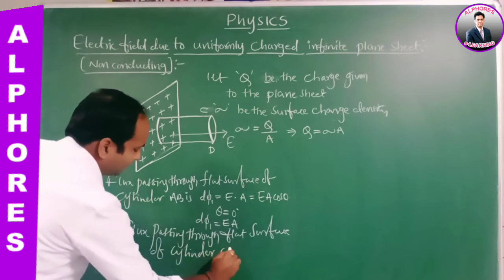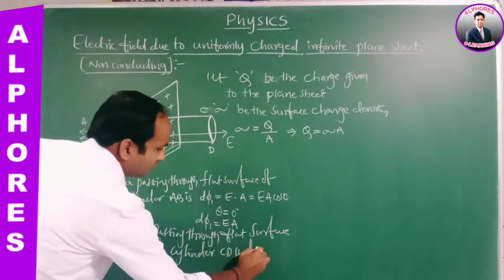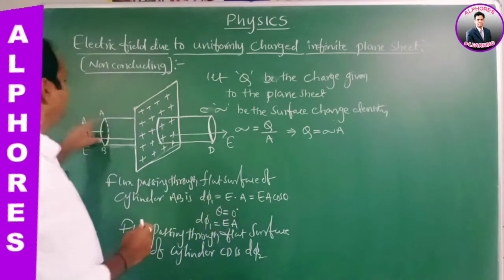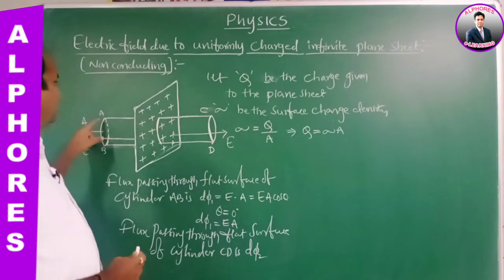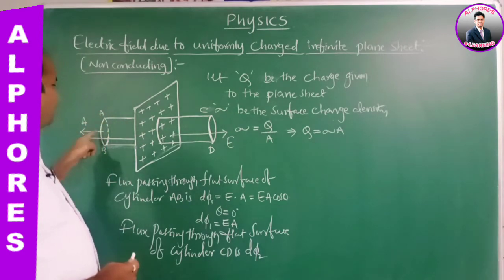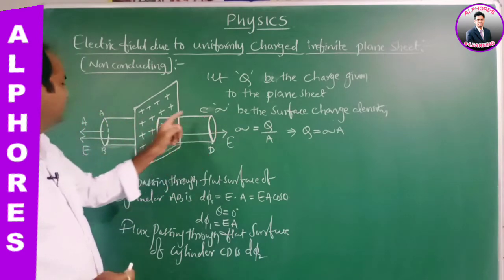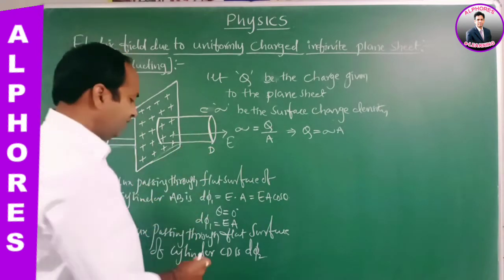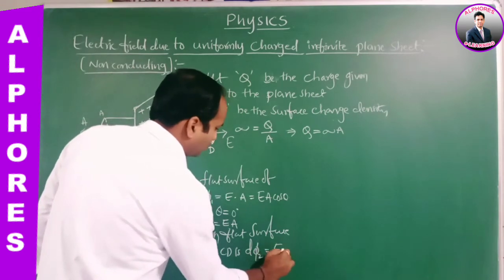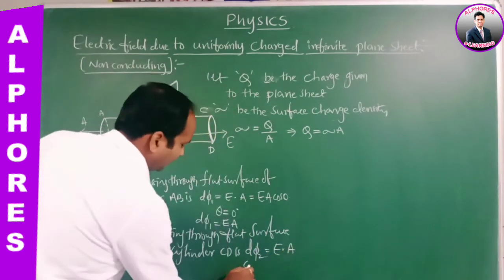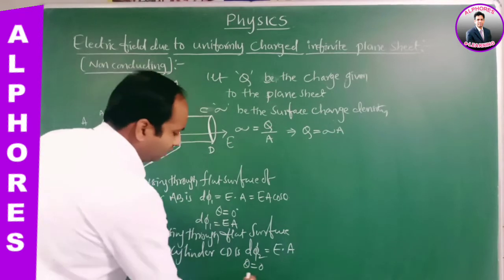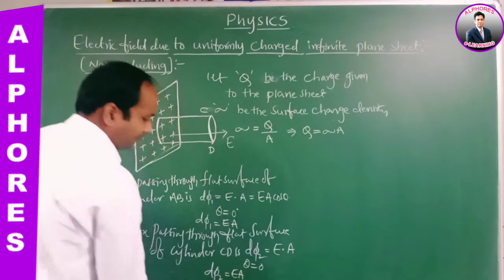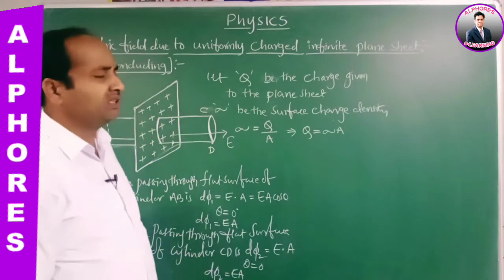Flat surface of cylinder CD is d phi 2. D phi 2 is equal to what? Again see, if this is a uniform cylinder, the area of the flat surface of AB is equal to CD. Here we have taken it as A, so here also you should take A. So for CD, d phi 2 is equal to E dot A, again here also theta is 0. Okay, d phi 2 is equal to EA. Here also the d phi 2 value is EA.